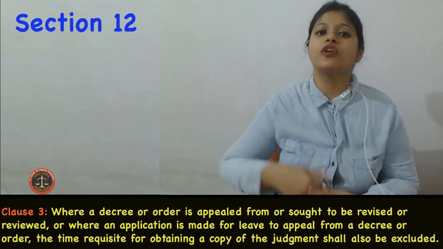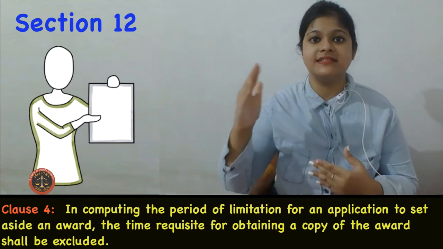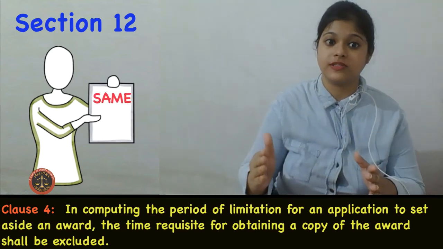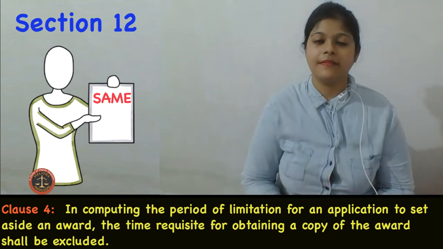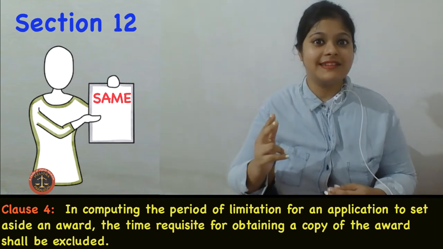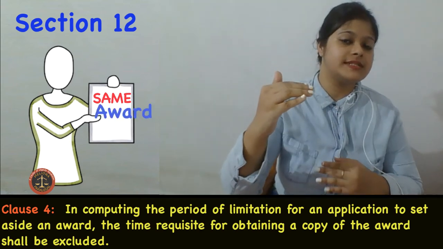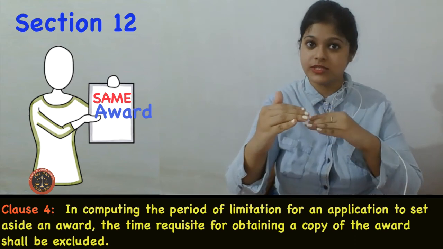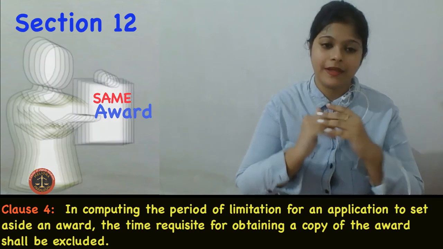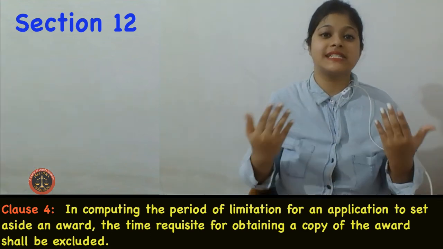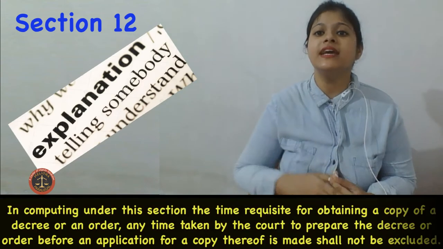Lastly, we have clause 4. Again, the method of calculation remains the same as in the second clause and the third clause. The only difference is in the terminology. That is, now it is the award. So what we see is, the second clause uses judgment, the third uses order or decree, and the fourth is the award.